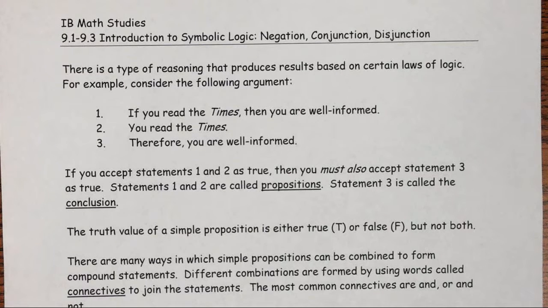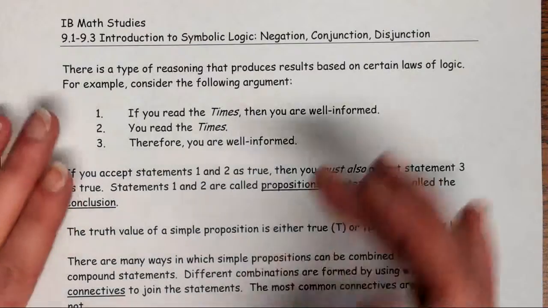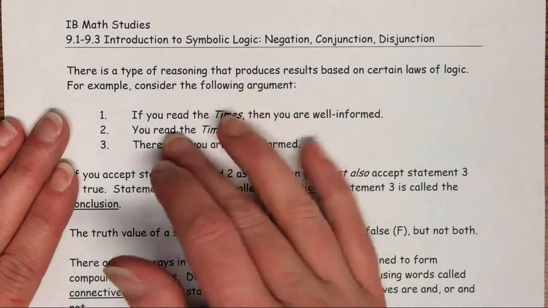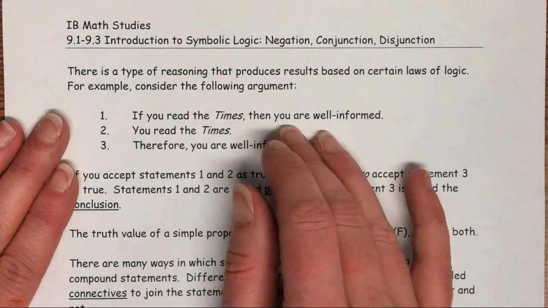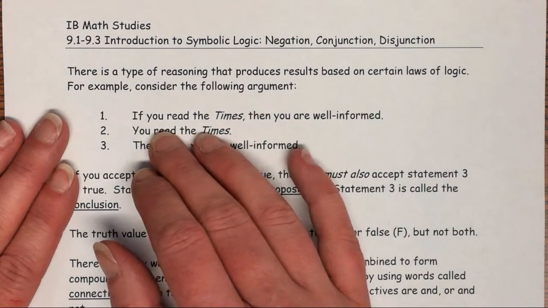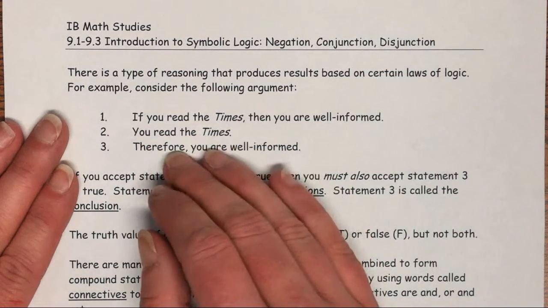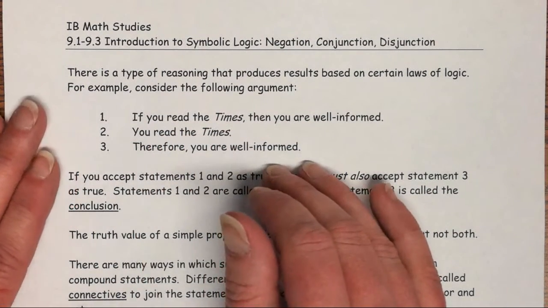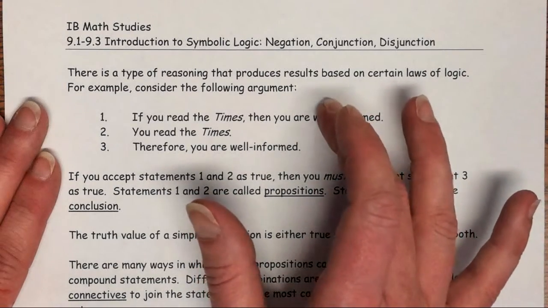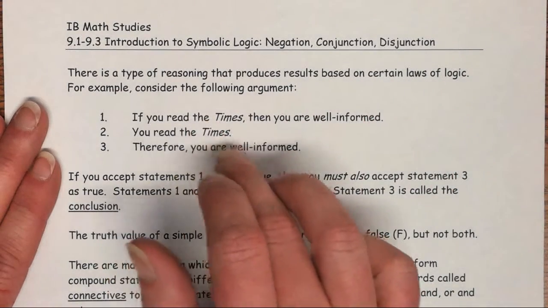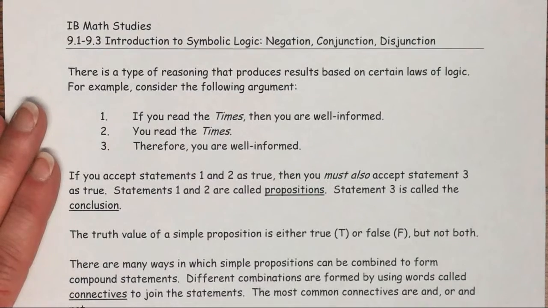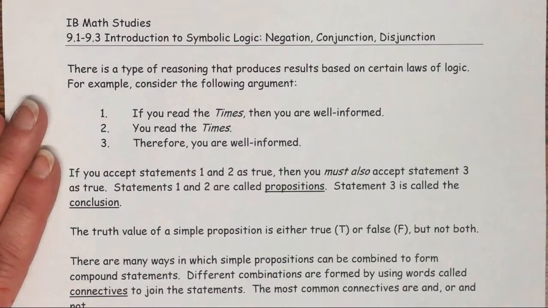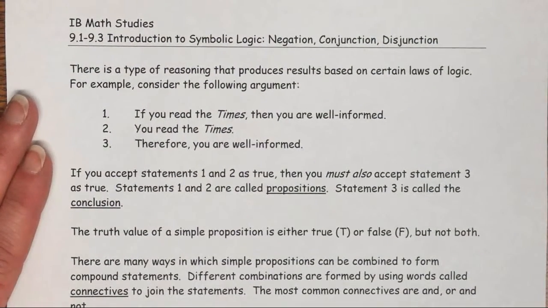Today we're starting a unit on what is called symbolic logic. Now let's think about logic, thinking about arguments like the following. Statement 1: If you read the Times, then you're well informed. Statement 2: You read the Times. Therefore, statement 3: you are well informed. Because if you accept 1 is true and accept 2 is true, then it follows that 3 would be true. So statement 3 is considered a conclusion.